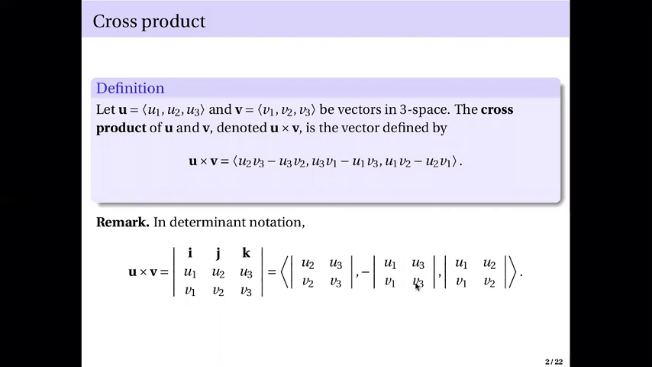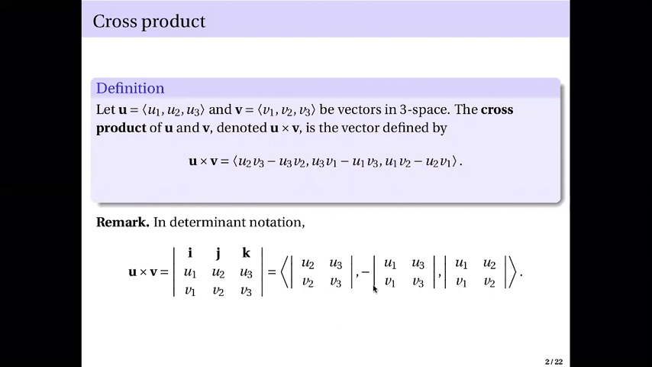For the second component, you remove the second components of u and v. So you have u1, v1, u3, v3. But don't forget the negative. And then for the third component of u cross v, you remove the third components of u and v. You now compute the determinant of u1, u2, v1, v2.